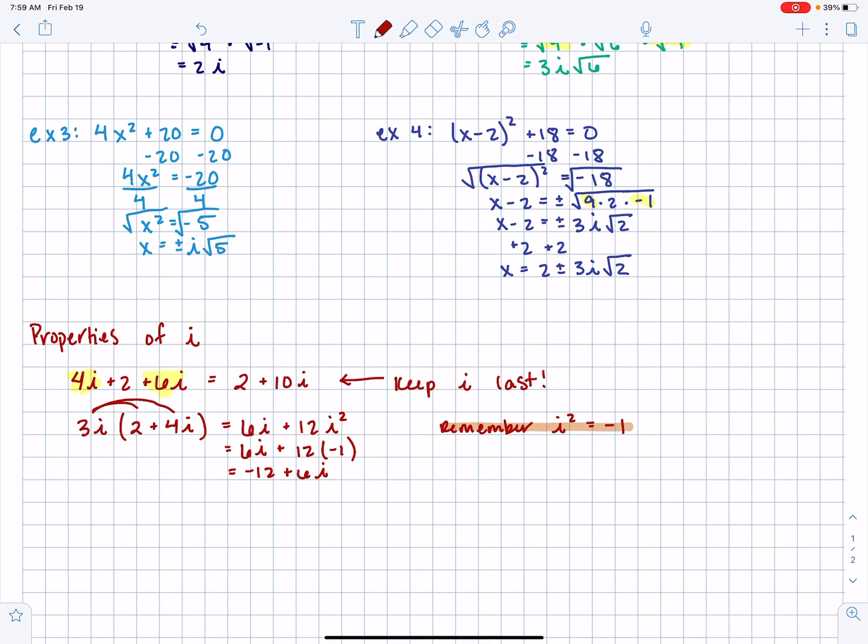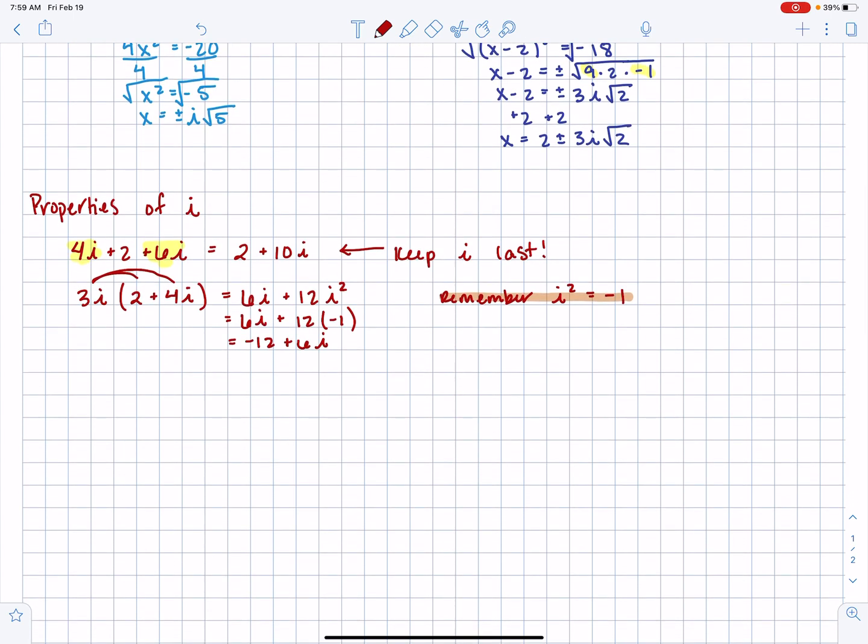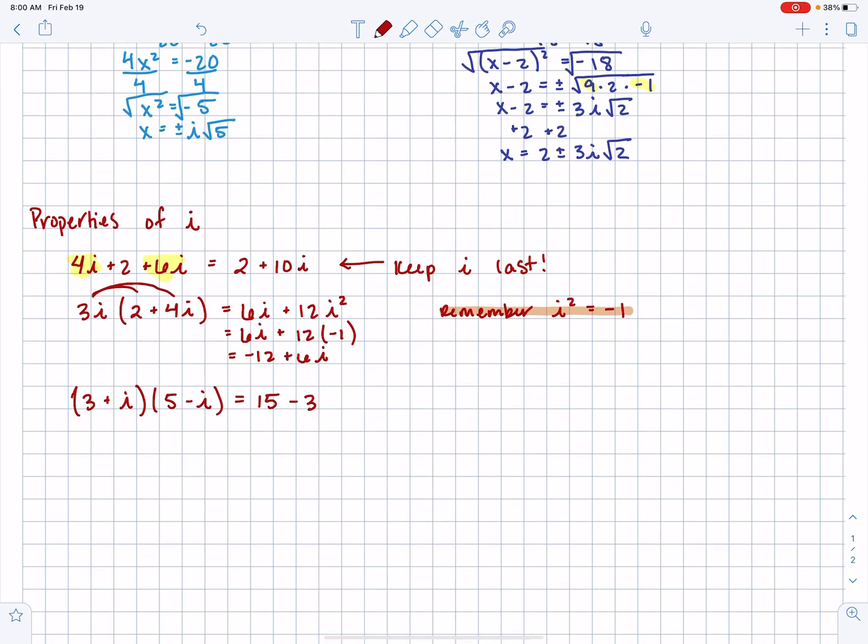All right, and one more with these multiplications, just because it's easy to get them a little tripped up. But as long as you just keep that properties of i, and remember that i goes at the last, and that i squared is equal to -1, you should be all right. So we have 3 plus i times 5 minus i. So this can all be FOILed out, right? We can go ahead and say 3 times 5 is 15, and then we have minus 3i plus 5i, and then i times -i is -i squared.